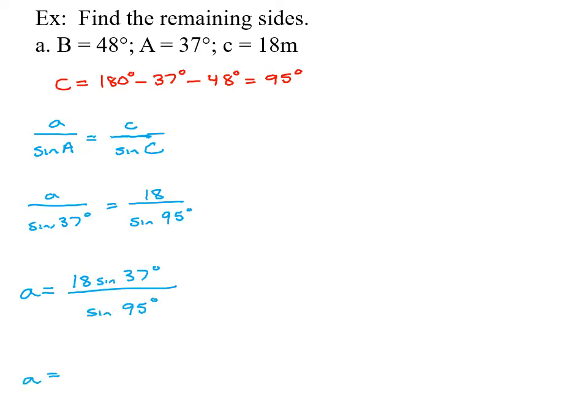And here, like I mentioned on the last one, you're not going to be able to do anything like this off the unit circle. You'll have to do it in the calculator. So I'll do 18 times sine of 37. Make sure your calculator is in degree mode. Divided by sine 95. And these are all rounded to the nearest whole number. So if you round it to the nearest whole number, it would be 11. It's about 10.87 or so, but I'm going to round it off at 11 meters.